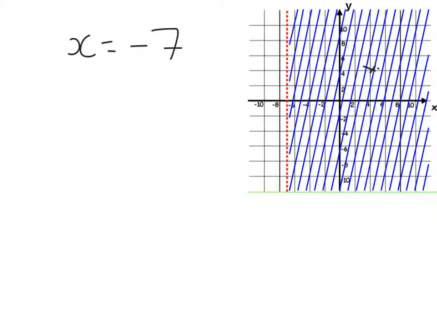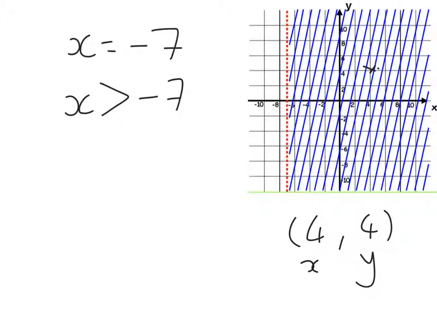So that's 4, 4. So the x value is 4, and also the y value is 4. As you can see here then, if we're looking at the equation x equals -7, the x value is 4, which is bigger than the -7. So the x value is always going to be bigger than -7. It is dotted, so we leave the answer as it is. So that there is my answer.